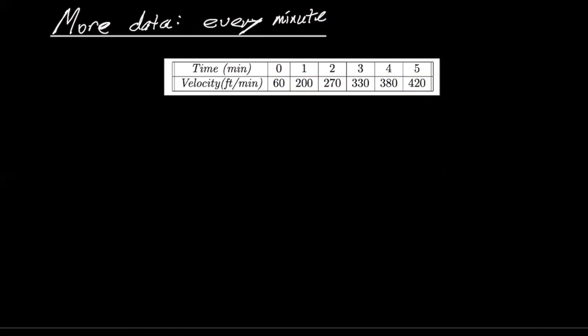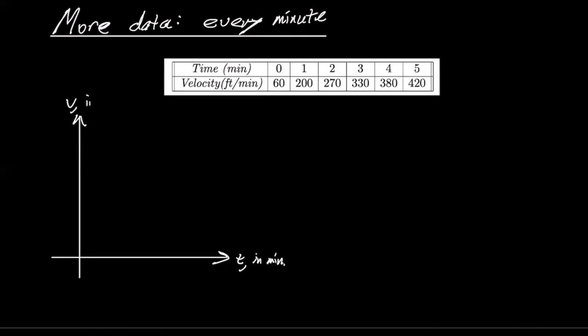It's not the full picture necessarily, but let's think about how we can estimate the data again, and let's draw the sort of graph, the velocity versus time graph. So again, the horizontal axis is time, and I really probably should say in minutes, time in minutes. The vertical axis is velocity in feet per minute. Right, and now we have more data points we can plot.